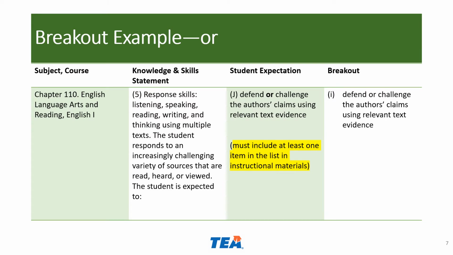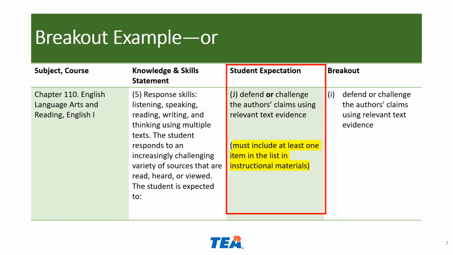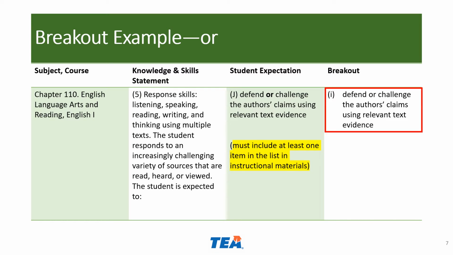When a student expectation contains the word "or," instructional materials must include at least one of the items connected by the word "or," but not all. In this example from English Level 1, the student is expected to defend or challenge the author's claims using relevant text evidence. This expectation only has one breakout because the instructional materials should show that the student can defend or challenge the author's claims using relevant text evidence.